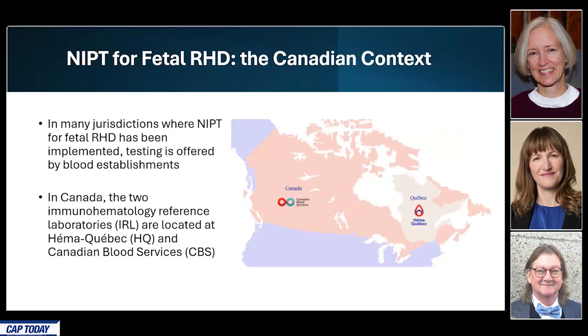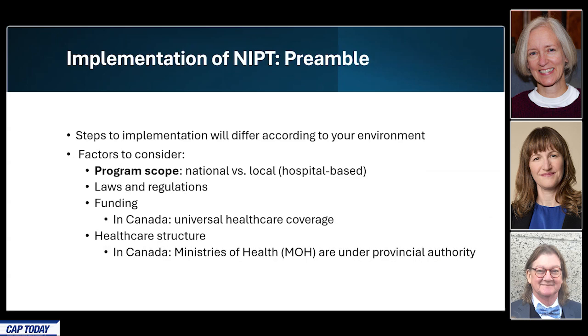So as you're probably aware, in many European countries where NIPT for fetal RHD has been implemented, testing is offered by blood establishment. Canada is going in that same direction, and the two blood operators in Canada plan to deploy this test within the next 12 to 18 months. EMO Quebec will offer the test for the province of Quebec, and Canadian Blood Services, also called CBS, will offer it to the rest of Canada. Both organizations work in close collaboration, and we will be each other's contingency plan.